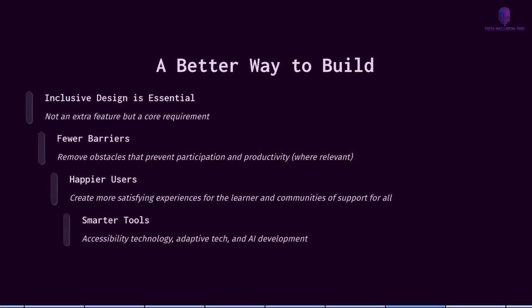So a better way to build, we can do inclusive design to be more essential. So not extra features, but like core requirements. How are we starting with inclusivity? How are we starting with accessibility at first? Right from the beginning, before we even put the whole program together, what are we trying to teach? How do we reduce the barriers so that there's fewer of them, removing those obstacles or limiting those obstacles to prevent participation and productivity? We want to increase participation and productivity.